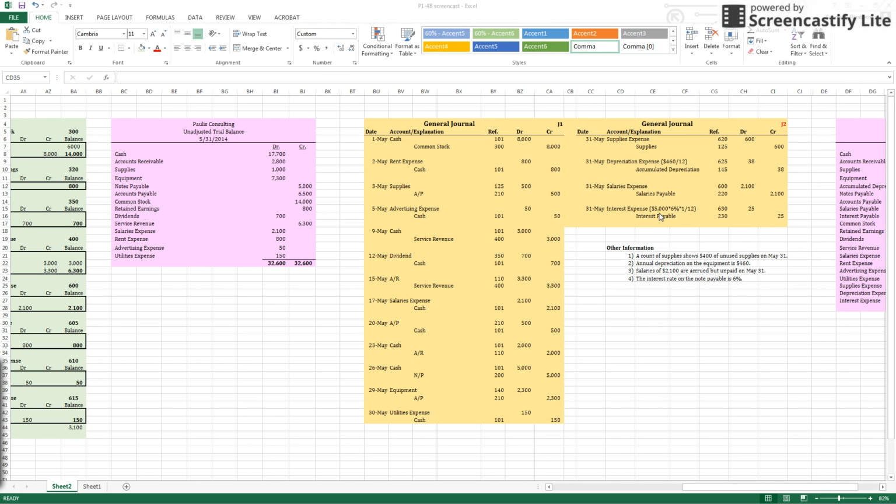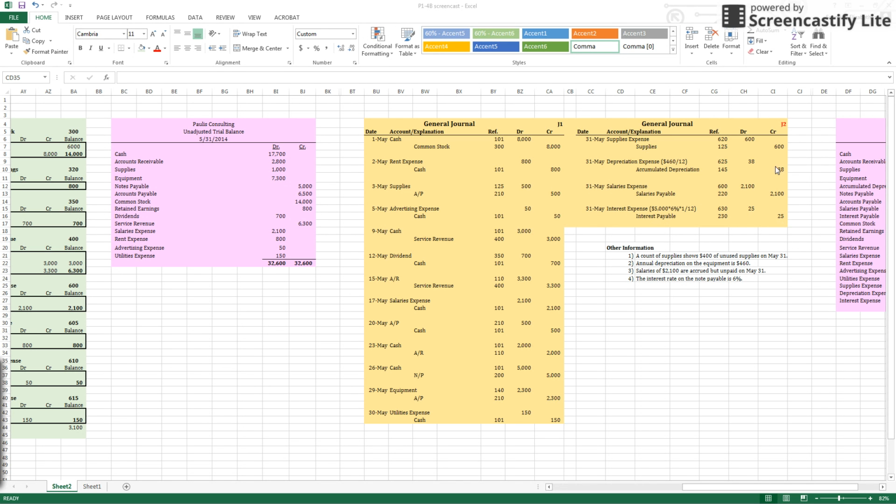But we are going to do it at the end of the month. So in this case, we take the $5,000 loan and we multiply it by 6%, and then we multiply that by 1/12 because we're taking 1 month out of the 12-month year. And this gives us $25. So for the month of May, we have interest expense of $25, and we have interest payable of $25. We owe the bank $25 in interest.